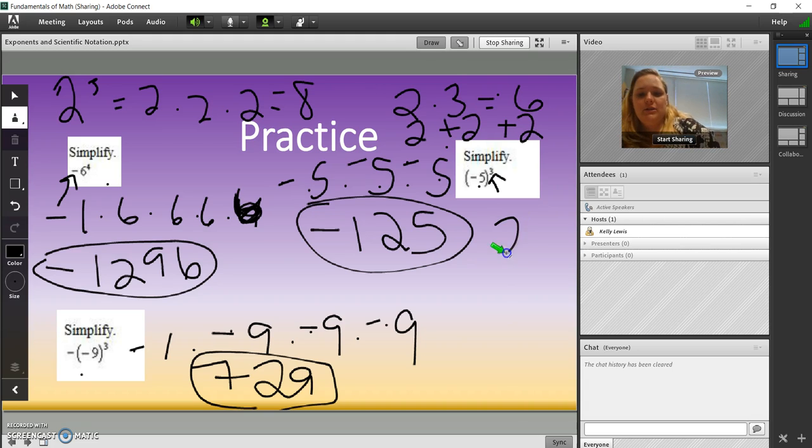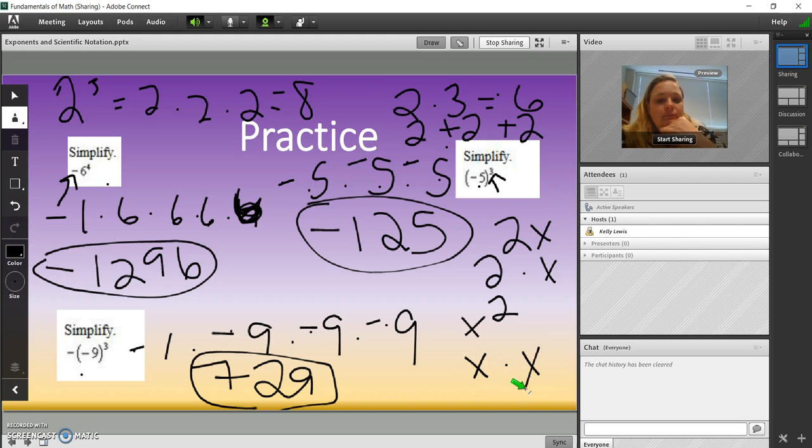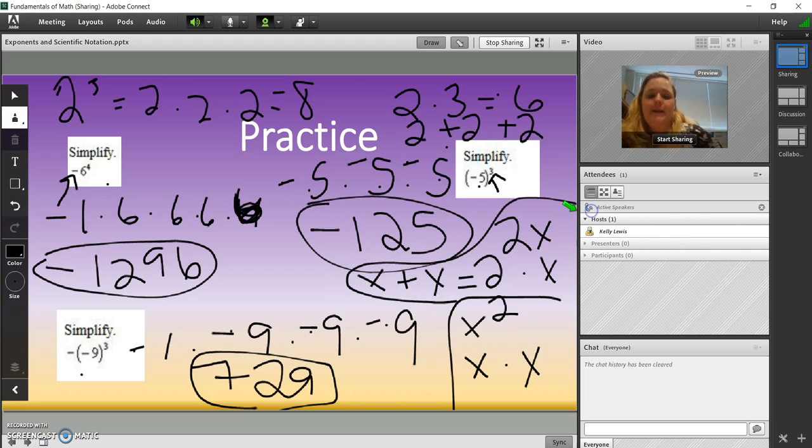And so if we had 2 times x, and we'll get into variables and algebra stuff in another video, if we do variables, this is the same as 2 times x. If we do x squared, this is x times x. So 2 times x is 2 times x, or you can think of it like this, x plus x. It's really important that you know the difference between those.